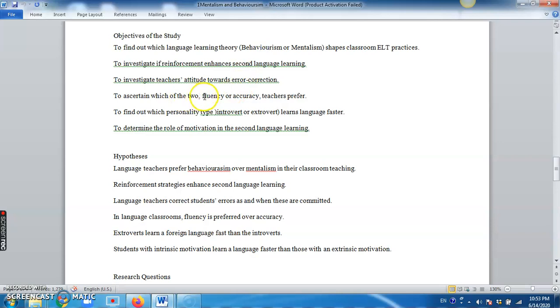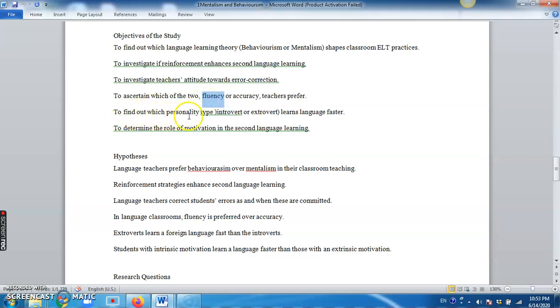Now, what is the result of your survey? What do the teachers say about this? You must have asked the teachers, male and female, which one of these two they prefer. Now the data is with you, so you have to draw a table. In the next video, I'll guide you how to write chapter 4. But in this video, I'm just trying to make it clear what you have to do in chapter 4.